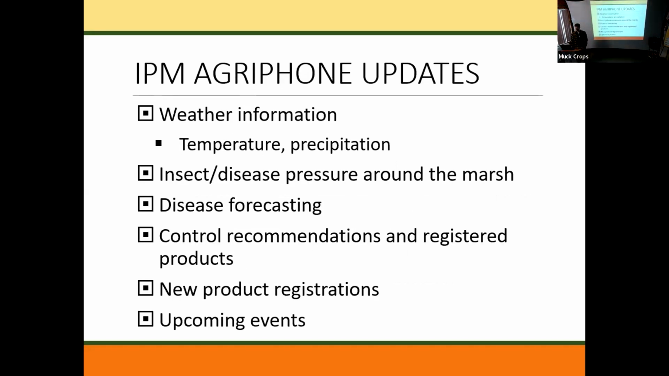Throughout the season, we send out an IPM update or AgriPhone email twice a week. In these IPM updates, we have your current weather information, current disease and insect pressures that we're currently facing, disease forecasting, when any diseases might have high pressure, things like that. Possible control recommendations or products that we'd recommend to control specific diseases and insects at that time, any new products that are being registered, and any upcoming events that either we're hosting or a part of, we'll be posting there as well.